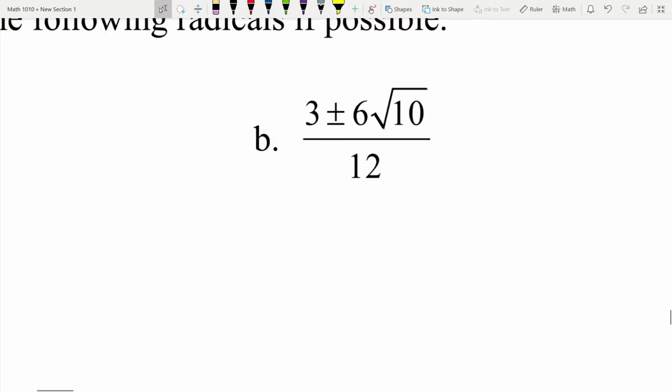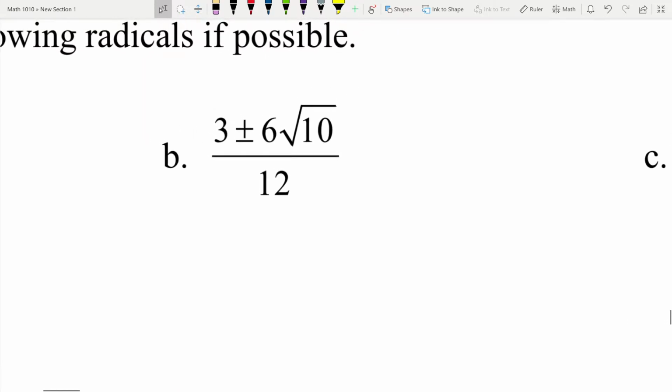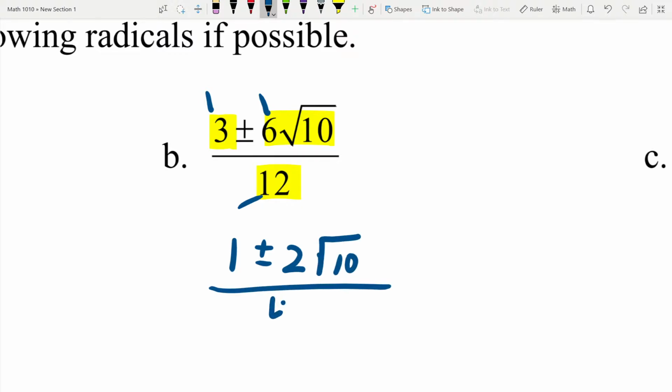All right, next one. 10, no pairs, okay? Look, person, person, person. Can I reduce it all 20 whatever of you? Yes or no? Yes, you can. Okay. 3 and 6 and 12. What goes into all those guys? 3. So this is 1 plus or minus 2 square root of 10 all over 4.